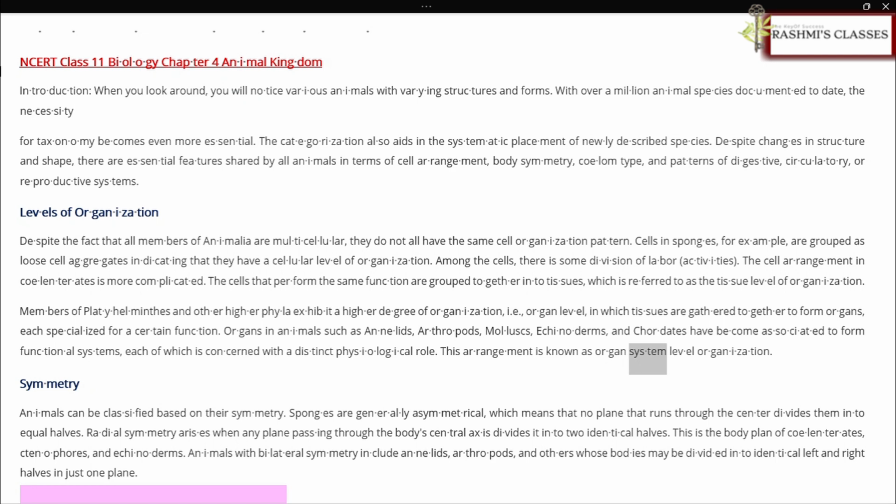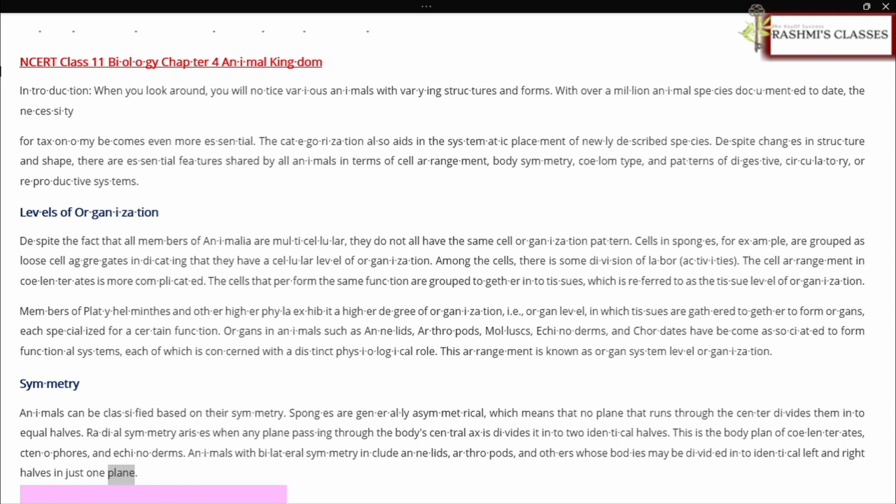Symmetry. Animals can be classified based on their symmetry. Sponges are generally asymmetrical, which means that no plane that runs through the center divides them into equal halves. Radial symmetry arises when any plane passing through the body's central axis divides it into two identical halves. This is the body plan of coelenterates, ctenophores, and echinoderms. Animals with bilateral symmetry include annelids, arthropods, and others whose bodies may be divided into identical left and right halves in just one plane.